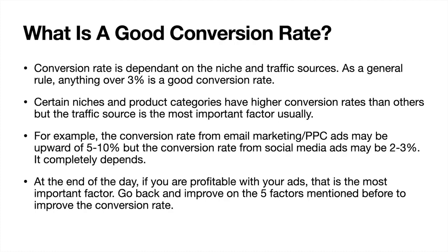And the final question, what is a good conversion rate? The conversion rate is dependent on the niche and traffic source. As a general rule, anything over 3% is a good conversion rate. Certain niches and product categories have higher conversion rates than others, but the traffic source is the most important factor usually. For example, the conversion rate from an email marketing campaign or a pay-per-click Google ad may be upwards of 5 to 10%. But a conversion rate from social media ads, from people that have never heard of you before, maybe 2 to 3%. So it completely depends.